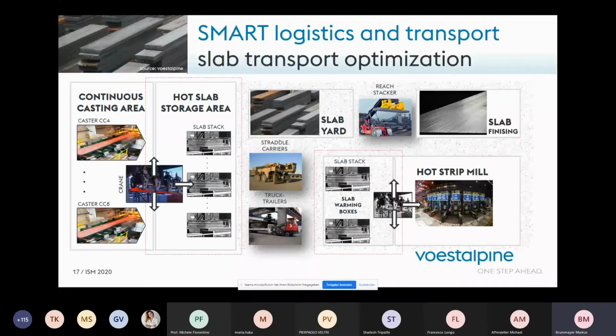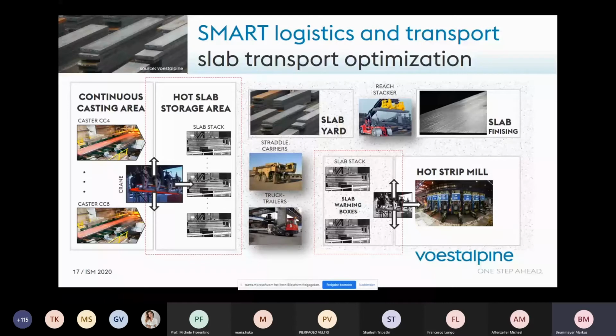I would like to start with a slab transport optimization problem, which you can see here on this slide. You can see on the left, the slabs are produced by several continuous casting machines and are stacked by a crane within the so-called hot slab storage. From the hot slab storage, the slabs can be directly transported to the hot strip mill here on the right, or they can be directly transported to the slab yard, or to the slab finishing, where we can repair them.